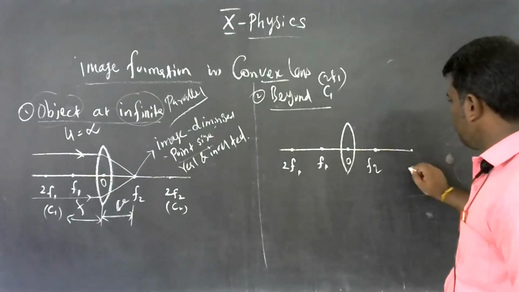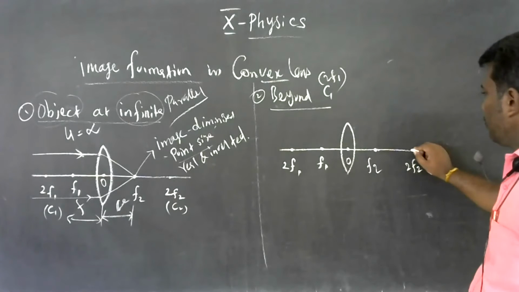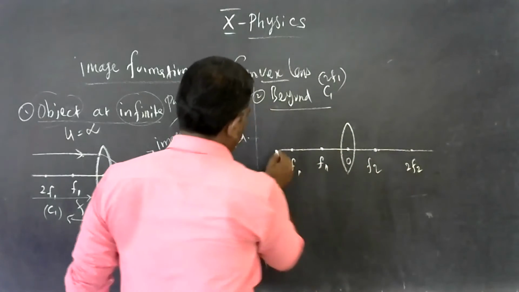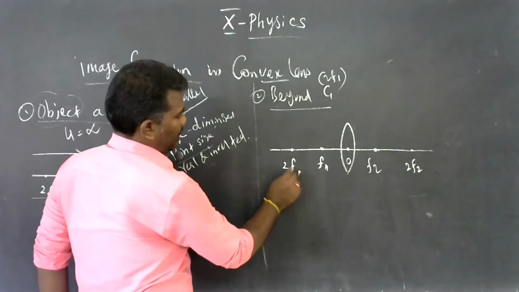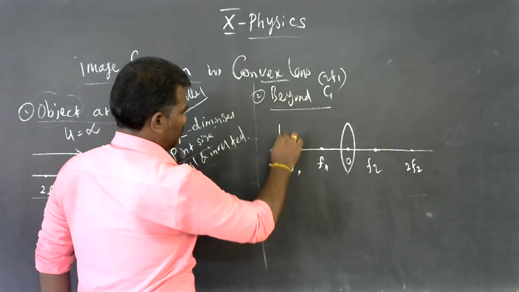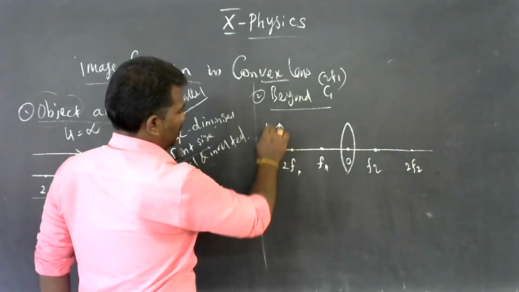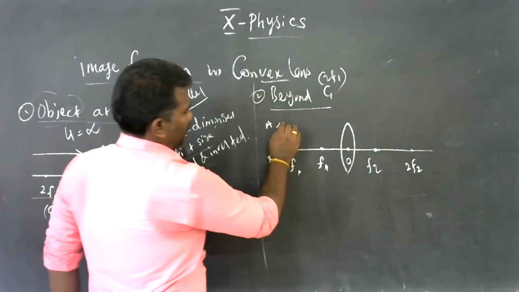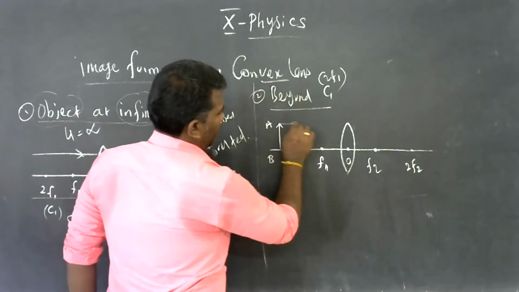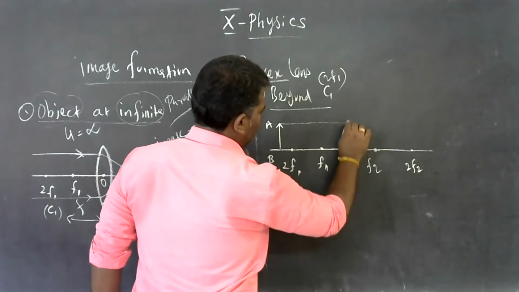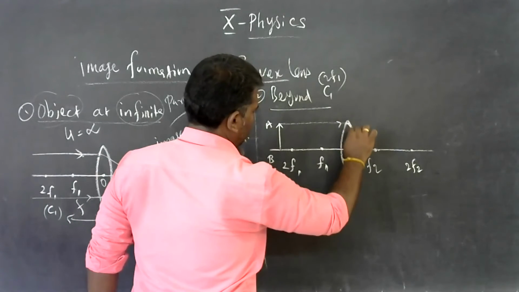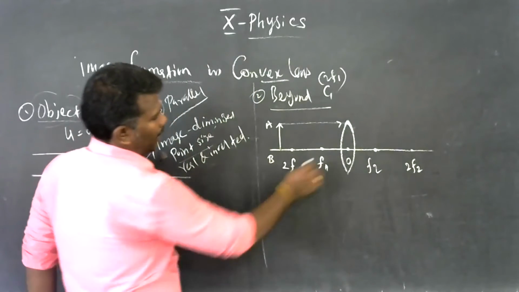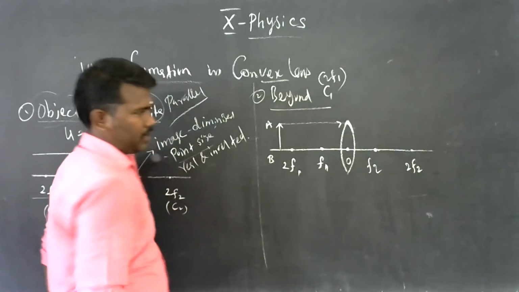F2, 2F2. Now I am going to place the object beyond C1 or beyond 2F1. So this is object AB. In this case also, I consider two light rays from the object. One is parallel to the principal axis, and another one is passing through the optic center.